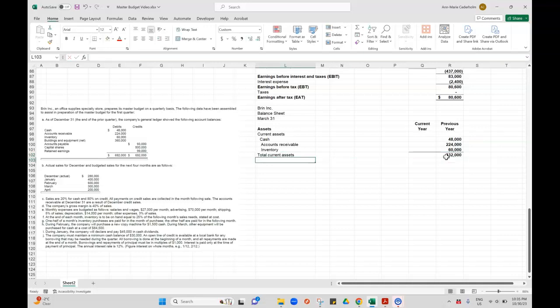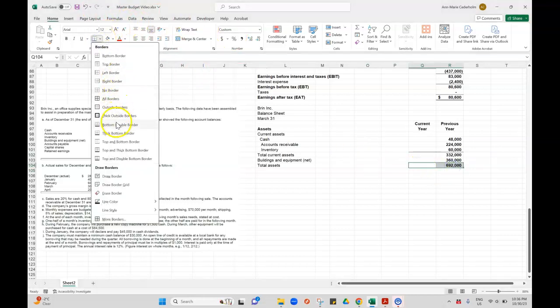And then what we're going to do is add in our long term. So I've got my property, plant, and equipment. So I'll just say buildings and equipment. And when they say net, that means it's the cost minus accumulated depreciation. So that's $360,000. And then I have my total assets. And I'll double underline that.